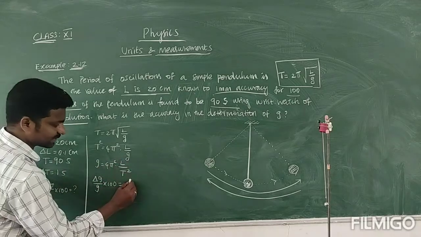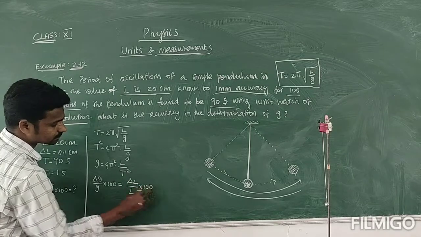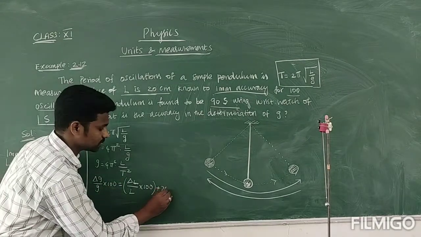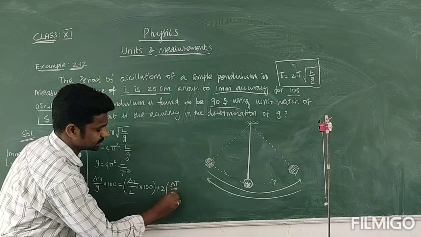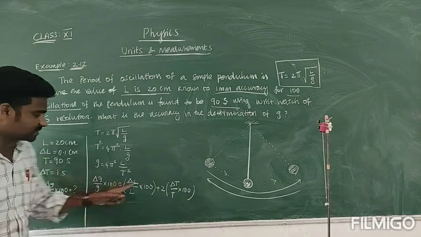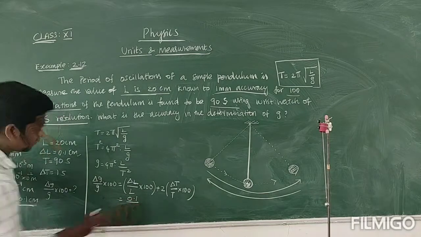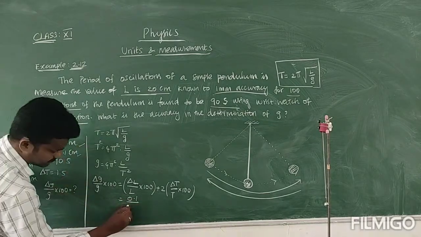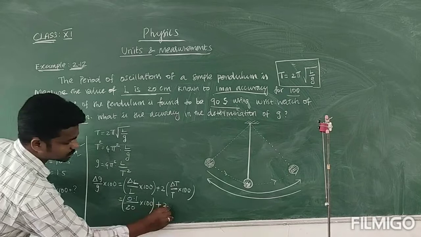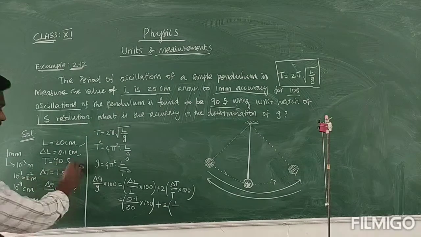So that is delta L divided by L into 100, then plus T square. T square I can write as 2 into delta T divided by T into 100. Right. So now I can substitute the values. First delta L, you know, that is 0.1 centimeter. So 0.1 divided by the L value, 20 centimeter, 20 into 100. Then plus 2 into delta T. Delta T, you know, is 1 second, divided by time period, 90 seconds.